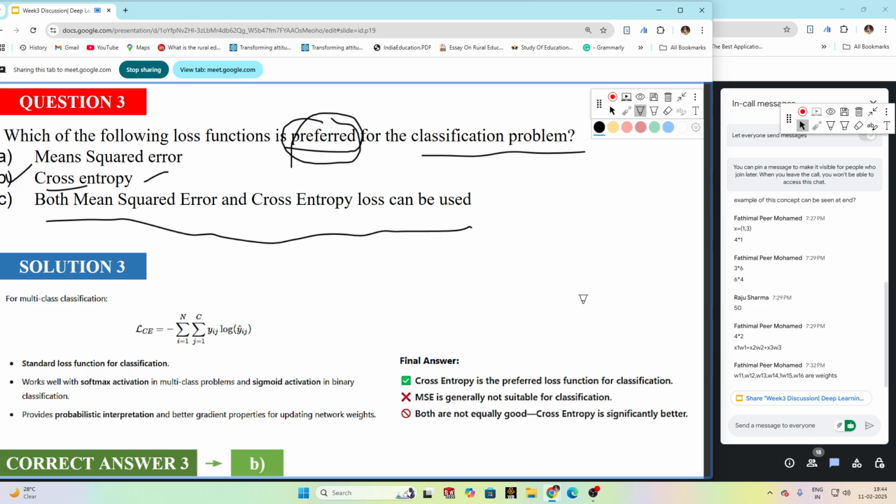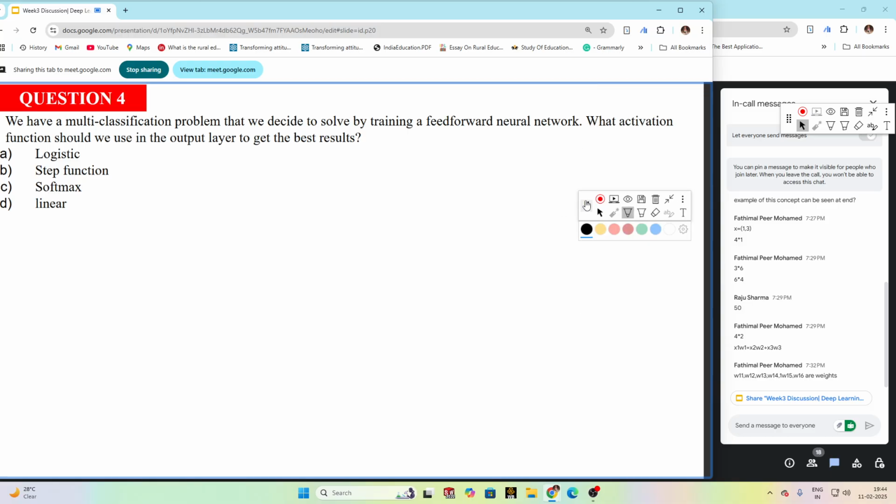So this is the fourth question. We have a multi-classification problem that we decide to solve by training a feed-forward neural network. What activation function should we use in the output layer to get the best result? So this is a multi-classification problem. Any guesses, what type of activation function do we use in the output layer? Softmax. In the output layer, softmax is used.